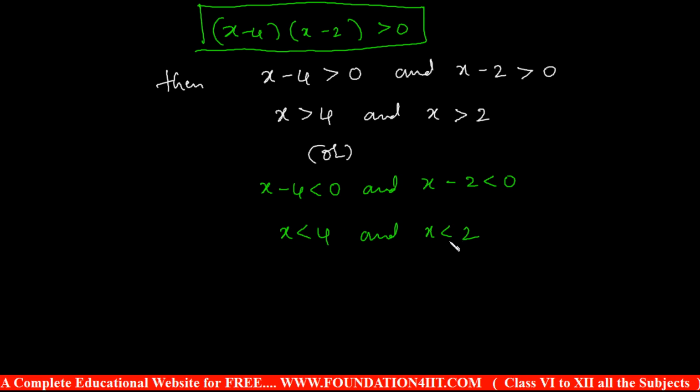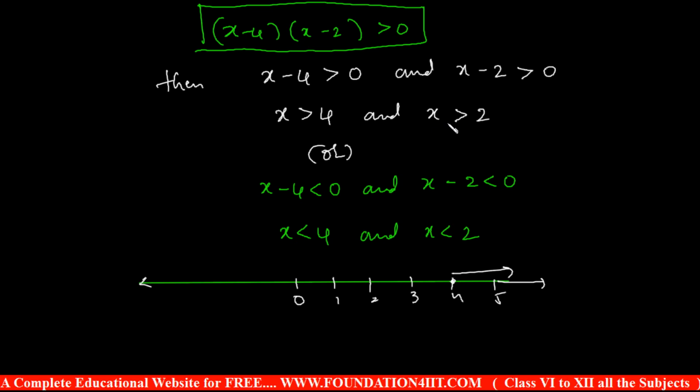X is less than 4 and x is less than 2 means x is less than 2 only can take. And from this, greater than 4 and greater than 2. So for example, if you try a number line, you'll get the idea clearly. So it's 0, 1, 2, 3, 4, 5, and so on. Here is the first case, you see x is greater than 4. From this 4, all the greater values. X is greater than 2. From 2, all the greater values.